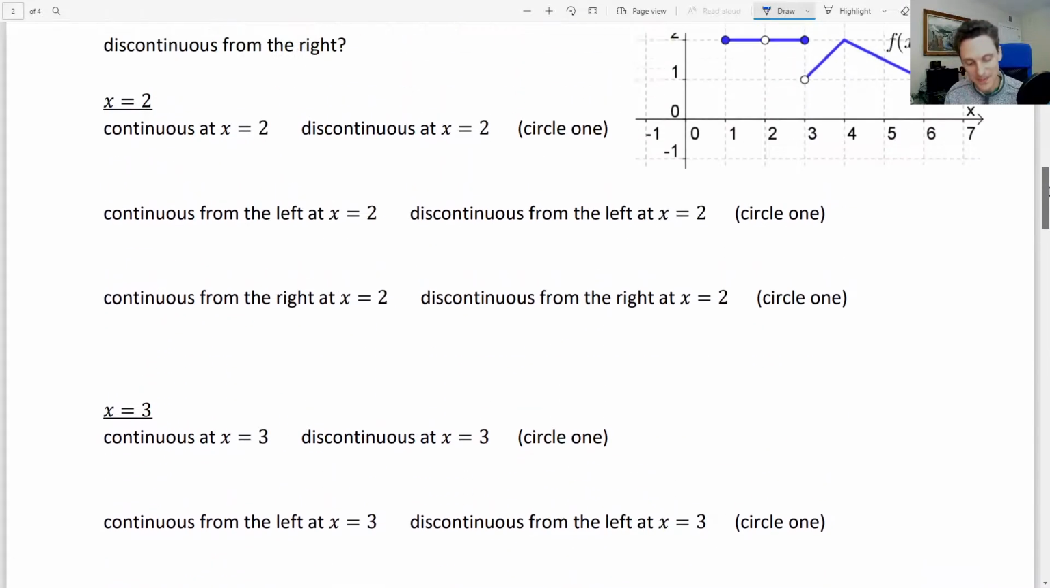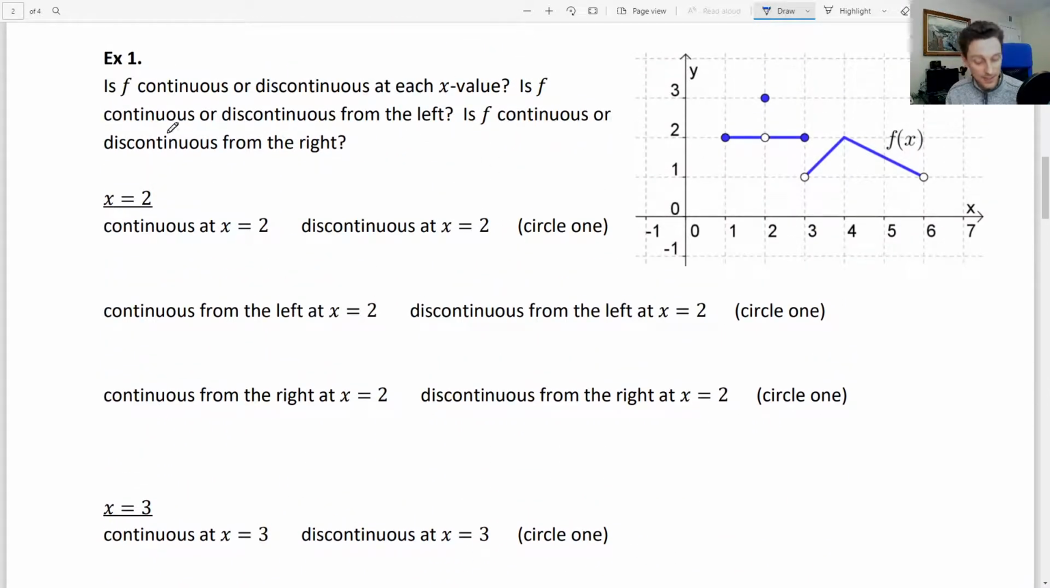And is f continuous or discontinuous from the left? And is f continuous or discontinuous from the right? So we're going to look at regular continuity, continuity from the left, and then continuity from the right. We're going to break it down into those three situations. And for each one, we're going to decide whether or not it's continuous or discontinuous, and we're going to give the definitional reason for why it is continuous or discontinuous. Now remember, the definition is the limit equals the function value. That's the definition of continuity at a given point.